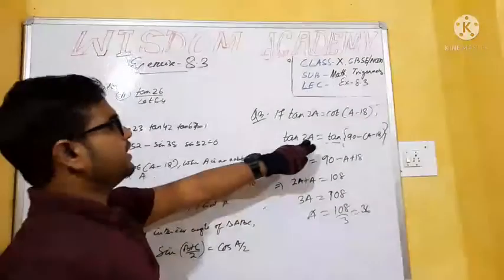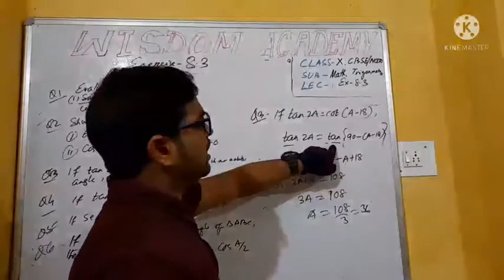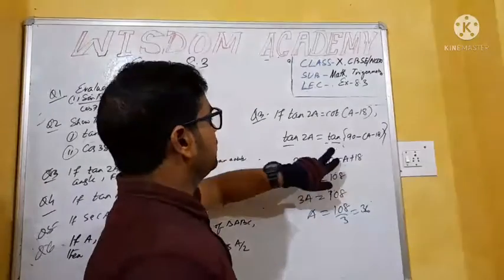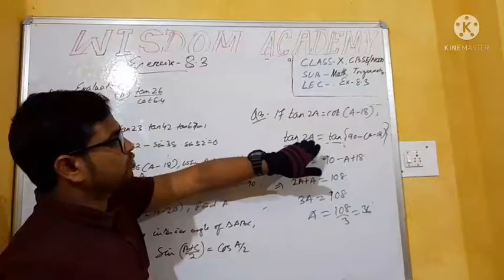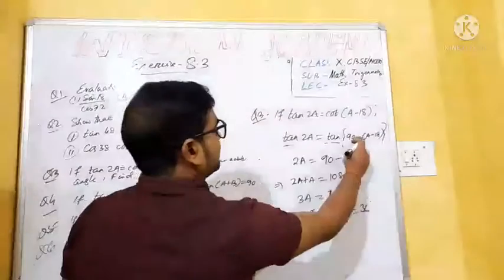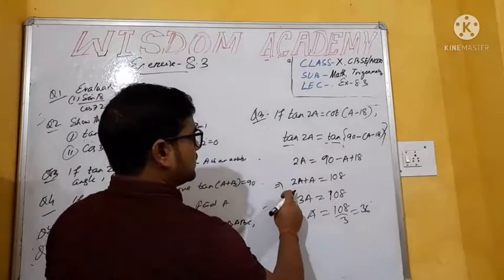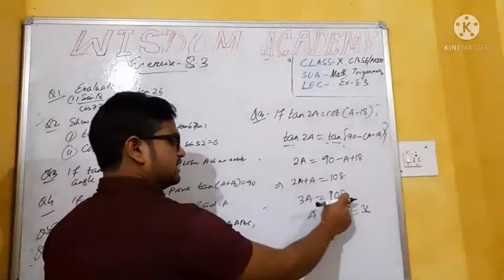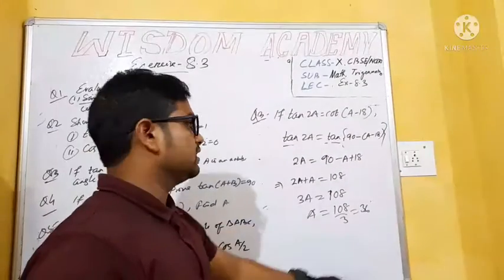Students, tan 2a equals cot of a minus 18, which can be written as tan of 90 minus a minus 18. Tan 90 minus theta is cot theta. Both sides tan, so 2a is 90 minus a minus 18, which is 90 minus a plus 18. Minus a takes side change to the LHS. So 2a plus a is 90 plus 18, 108. 3a is 108, a is 108 upon 3, that is 36. Your answer: the value of a is 36.